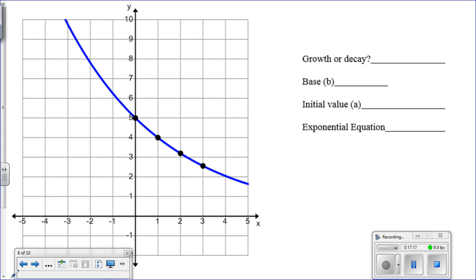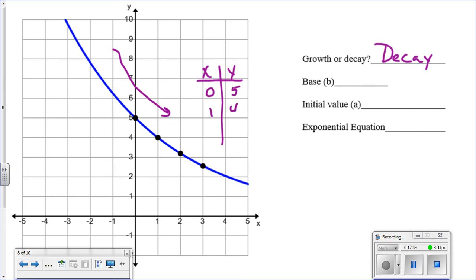Alright, now let's take a look at a graph. Clearly, because this is going down, this is always decreasing. Always decreasing, that means this is decay. I need any two consecutive outputs. So if you notice, I have 0, 5. There's a point. I have 1, 4. I don't know what that other one is, that's between. So it looks like these are the only two consecutive points that I know for sure.